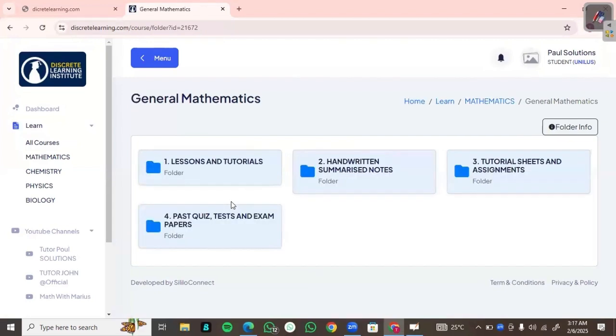Okay, so you're going to find 4 folders there. One will be for the lessons and tutorials. The other one will be for the handwritten notes. The other one will be for the tutorial sheet and assignments. The other one will be for what? Past quiz, tests, and exam papers.